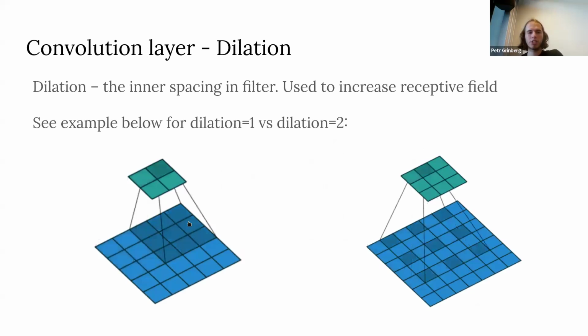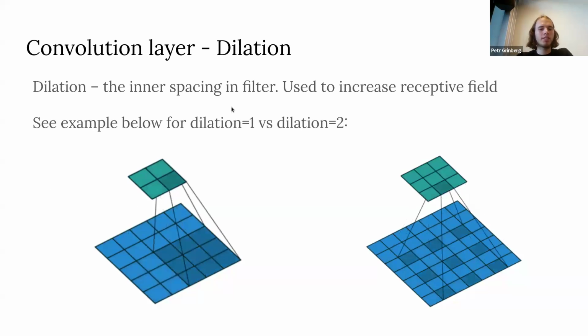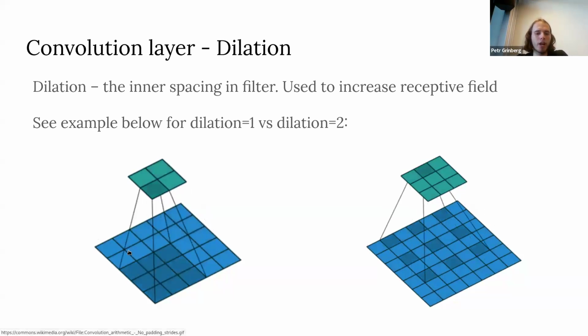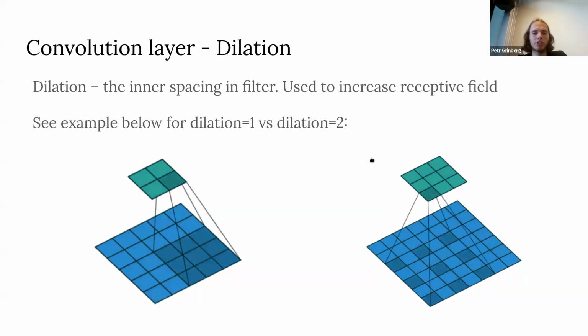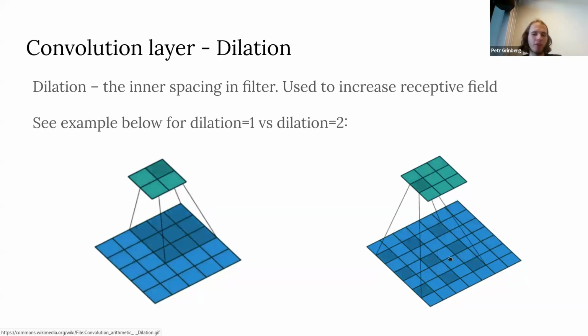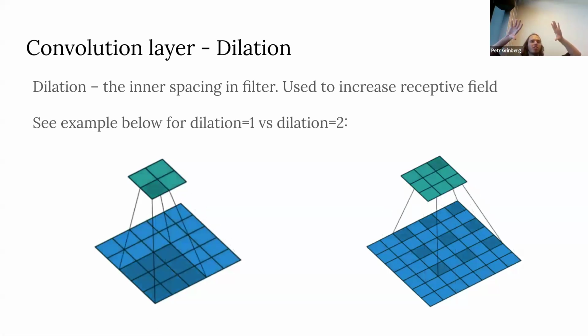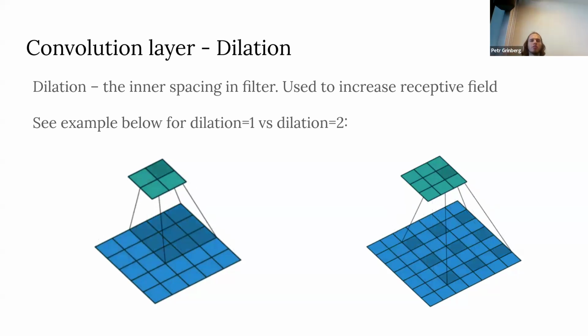And there is such concept as dilation. So dilation is the inner spacing in filter. Instead of having a 3 by 3 filter like this, with dilation 2 you can make your filter look a bit weird like this. So it looks like 5 by 5, but you skip elements. I guess you see it here, yeah. So instead of applying to a square, we apply to a strange kind of square where we skip some elements.